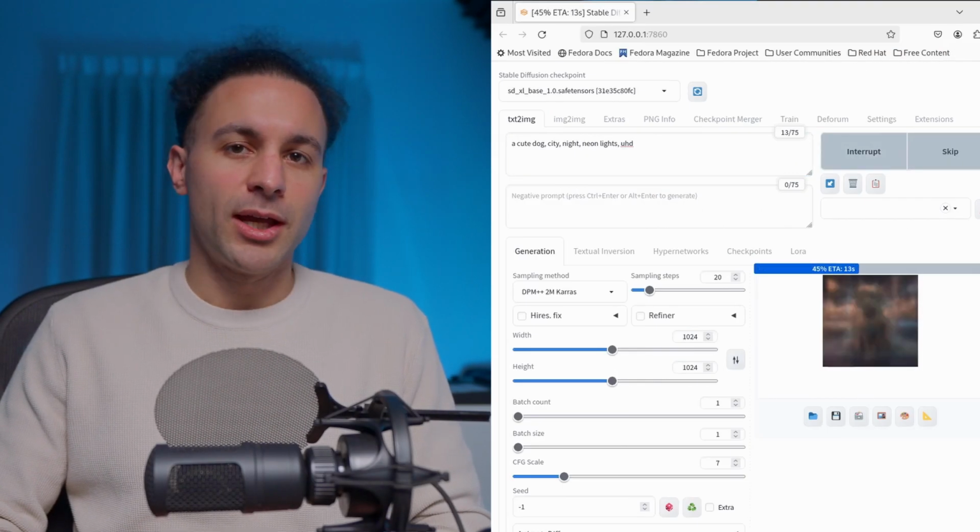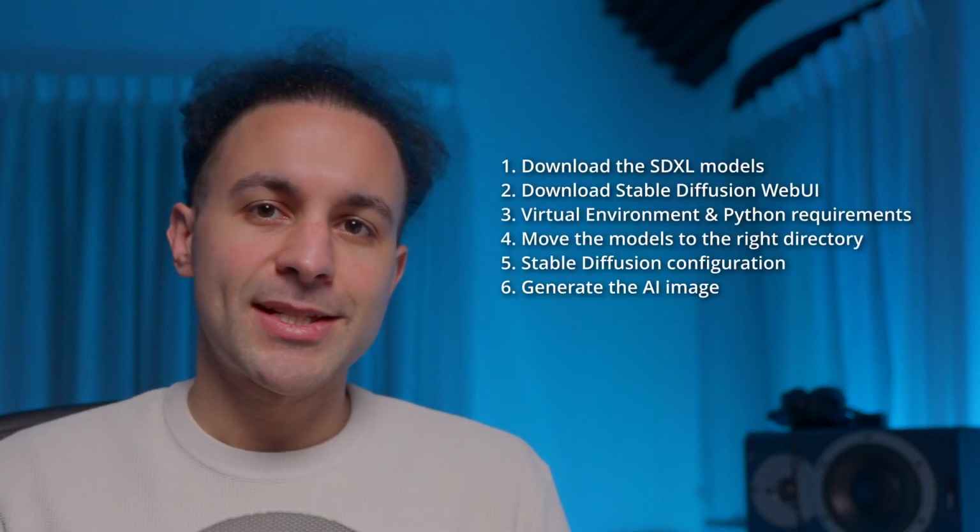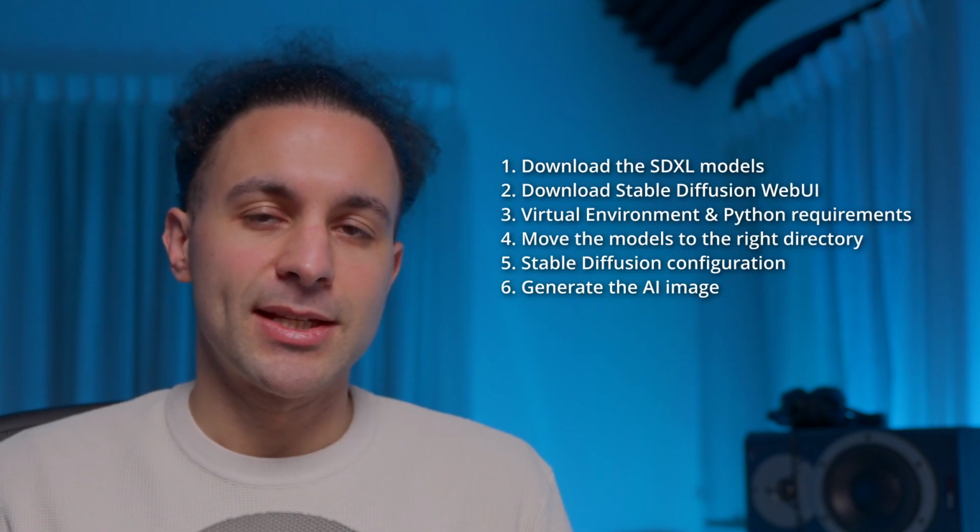In this video, I'm going to show you how to make AI images with Fedora Linux and a GPU by AMD. The software I use is Stable Diffusion WebUI by Automatic 1111. We need to do 6 steps to generate the AI images with SDXL. Let's start with the first step, downloading the SDXL models.